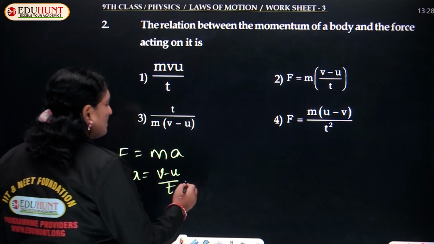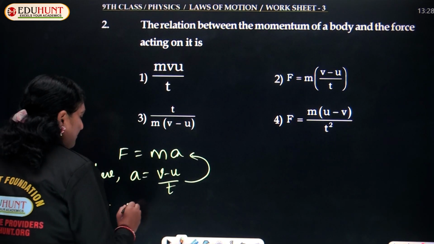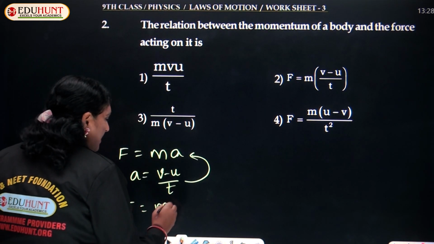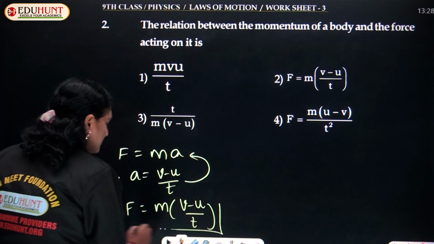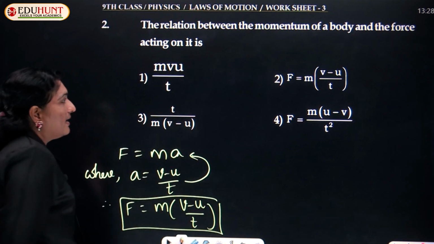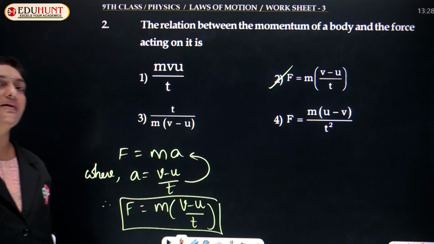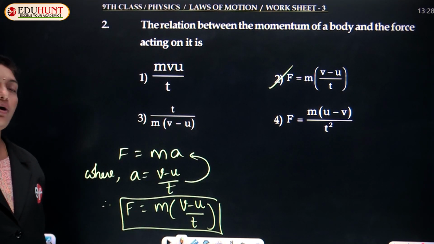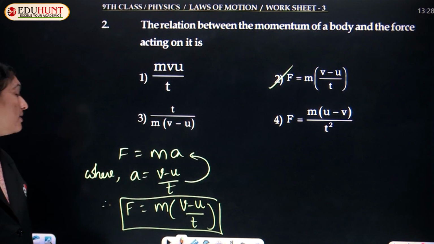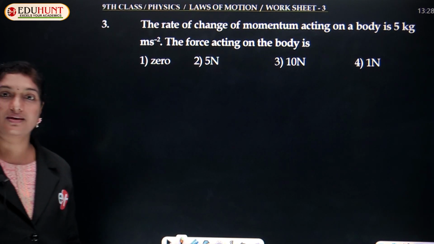So, substituting the value of a in the above equation, we have F equals m times of v minus u by t. So, where is the correct option, children? Here goes your correct one, that is F equals m times of (v minus u) by t. Hence, the second option must be true. So, moving ahead with the next question, that is question number 3.